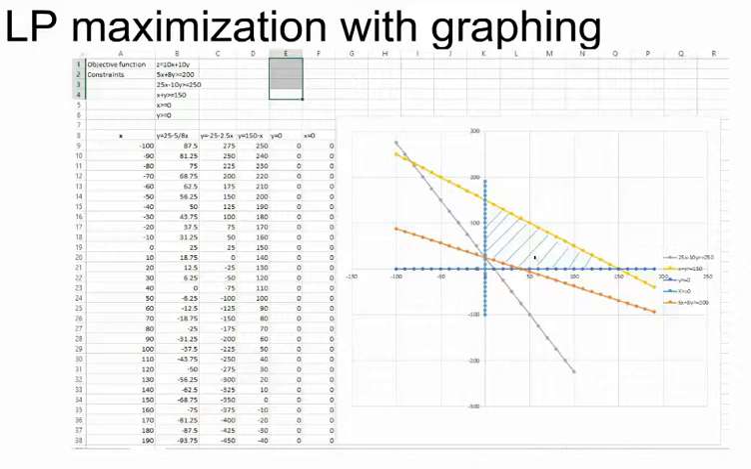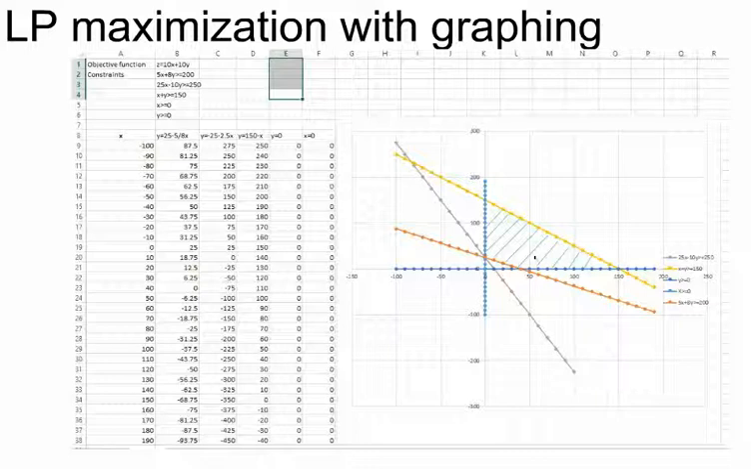Problem with graphing. As you can see here, I have an objective function z equals 10x plus 10y, and I also have some constraints, 5 of them. The first thing that you need to do is to graph the lines that correspond to the inequalities of the constraints.